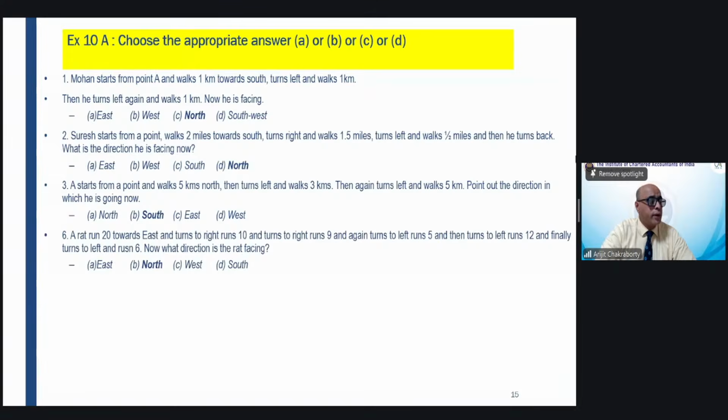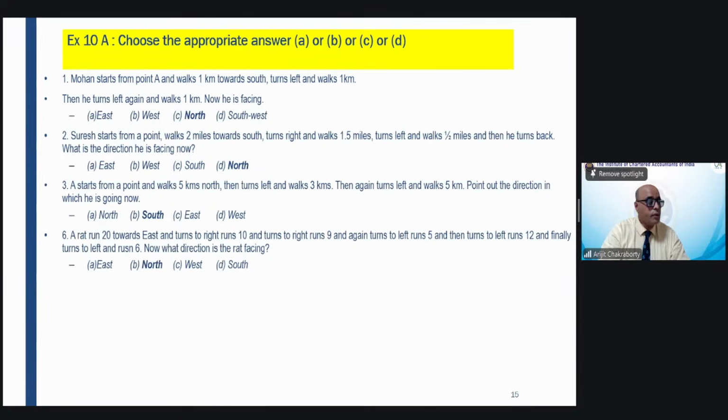A rat is running 20 meters towards the east and turns to the right. East means right hand side, fine. Then it turns to the right. After east, right means south. Now, running south for 9 meters, and again turns to the left. That means again moves towards the east, running for 5 meters, and then turns to the left. From here, left again. That means now it is towards the north, 12 meters, and finally turns to the left.